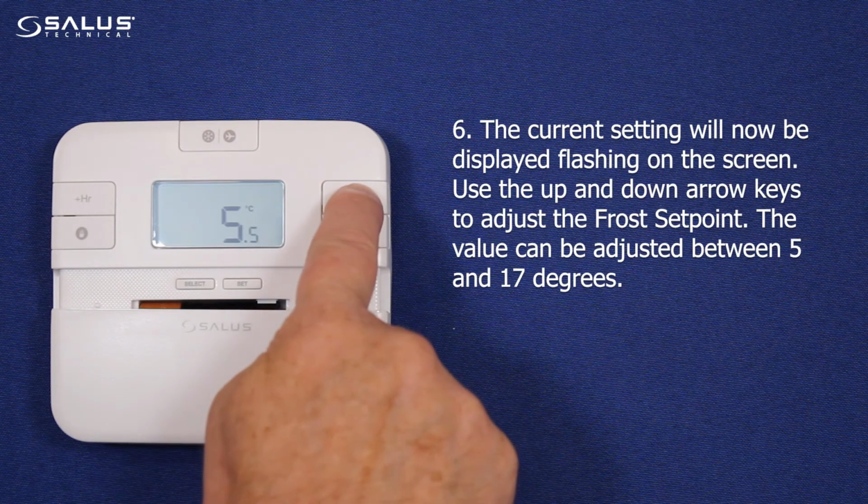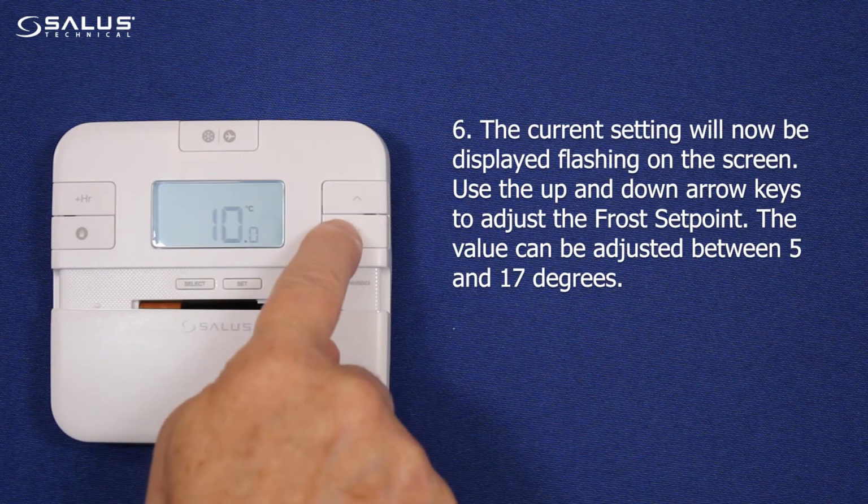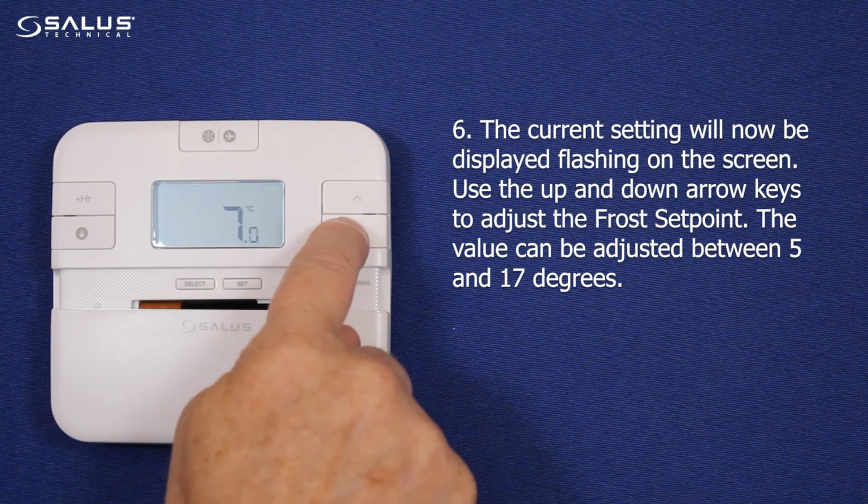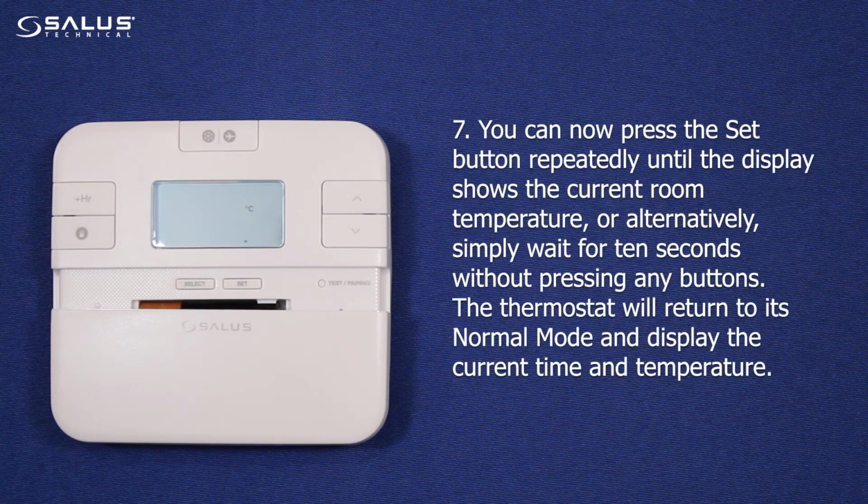Use the up and down arrow keys to adjust the frost setpoint. The value can be adjusted between 5 and 17 degrees. 7. You can now press the set button repeatedly until the display shows the current room temperature, or alternatively, simply wait for 10 seconds without pressing any buttons. The thermostat will return to its normal mode and display the current time and temperature.